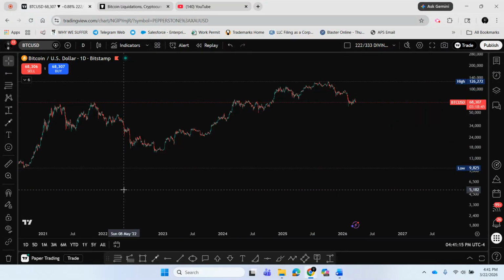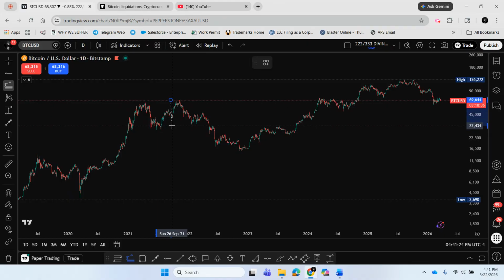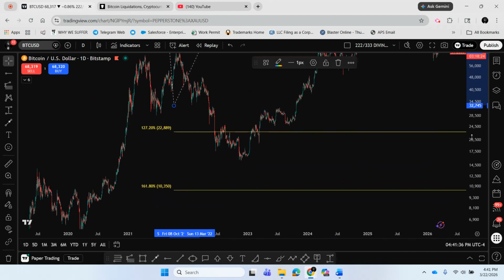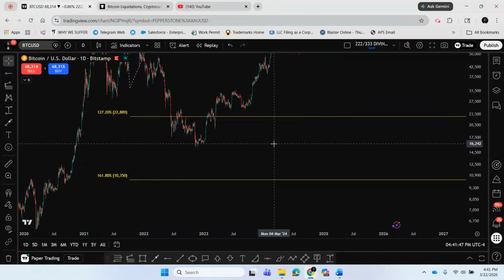Now let's take the extension tool and utilize this. Let's take it from here up to the extreme top, and we're going to bring it here. You can clearly see, based off this extension, which is this impulse, this is the first target. It was hit, and it went a little lower. We did not come down and visit the second target.